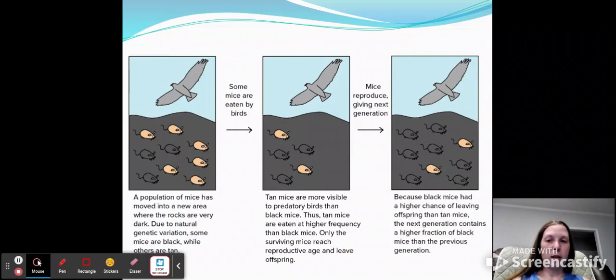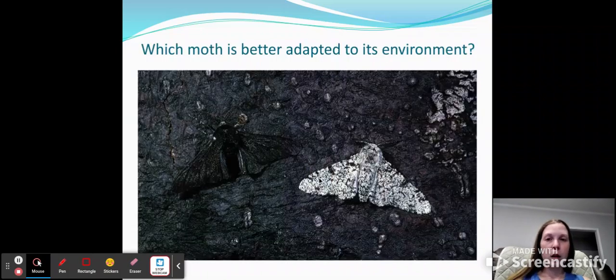If you look at this, obviously the darker mice that blend in with the ground are less likely to be eaten by birds. The brown ones are the ones that are more visible. They get eaten, which then means that the black ones can reproduce and create more offspring that are easier to survive than the brown. You've got a dark peppered moth and a light peppered moth. Based on the tree that they are on, obviously the dark peppered moth is more adaptable to its environment.